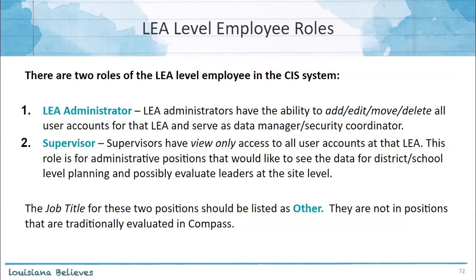There's two roles at the LEA level. You have the LEA administrator and you have the supervisory role. The LEA admins are the people that have the ability to add, edit, move, and delete records. They serve kind of as your data manager, security coordinator. This role is not evaluated. Supervisors will be able to see everything if they are at the LEA level, but they cannot move and modify accounts. That is the LEA admin role. Both of these job titles should be put in as other.